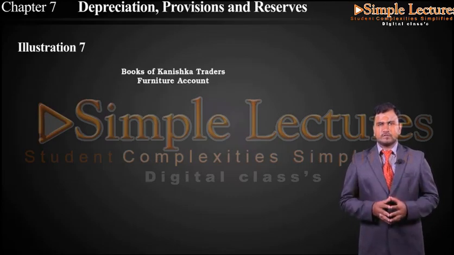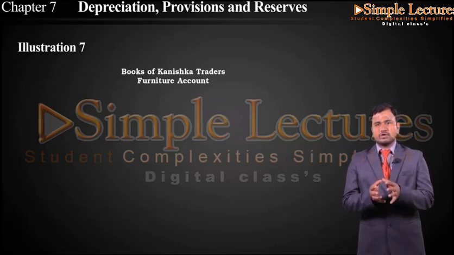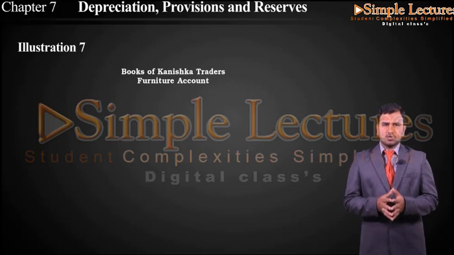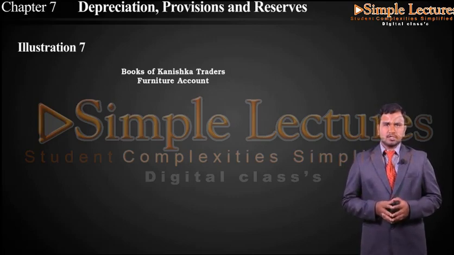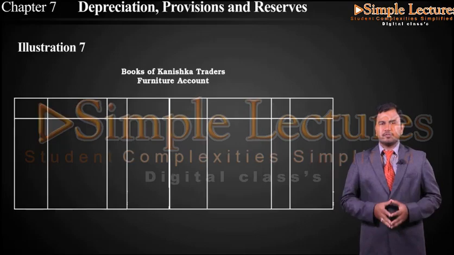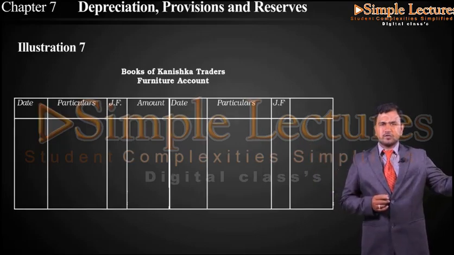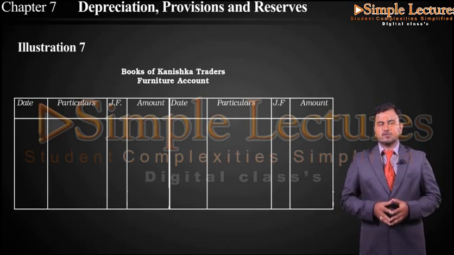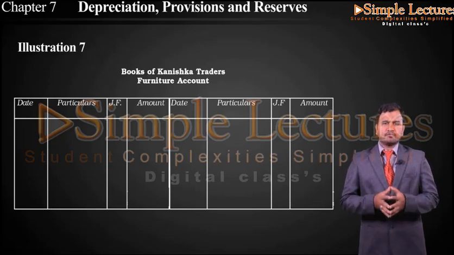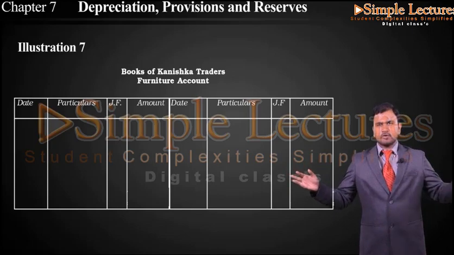So let us take the furniture account first, where we are going to show the furniture cost and the cost for which the particular asset was sold. The format of the ledger account remains the same, and the title will be Books of Kanishka Traders, Furniture Account, with columns date, particulars, journal folio, amount on both sides. The asset which was purchased we show on the debit side, because in the furniture account we follow the real account rule: debit what comes in, credit what goes out.